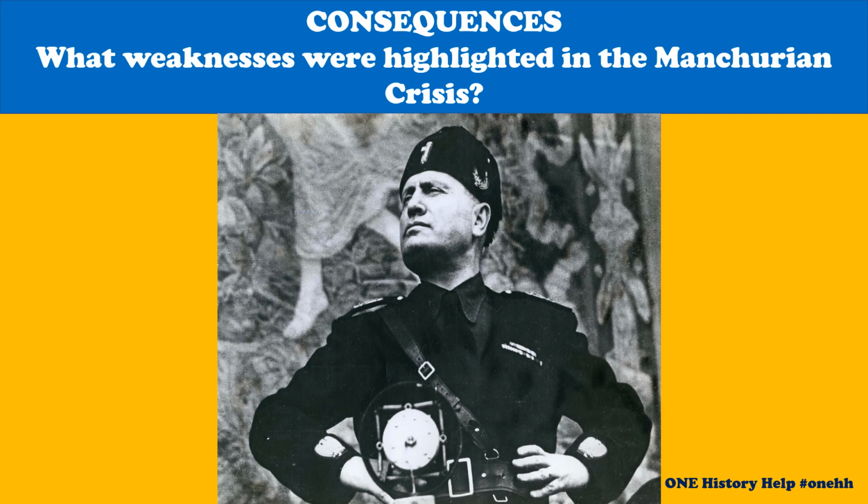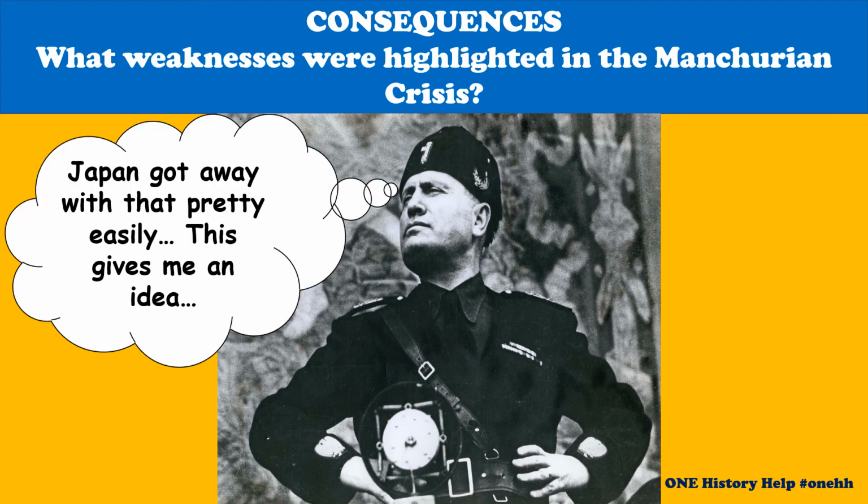One of the significant consequences of the Manchurian Crisis is the fact that it gives other leaders across the world the idea that the League of Nations won't necessarily stop them if they take over other countries. And one person in particular who thought this was this guy here, Benito Mussolini, the fascist dictator, the leader of Italy at this time, the same guy who was the leader of Italy during the Corfu incident in 1923. He sees what happened in Manchuria and thinks, Japan got away with that pretty easily. This gives me an idea. And that will lead us beautifully onto the next video in our League of Nations series, which is going to look at Mussolini and the Abyssinian Crisis of 1935.